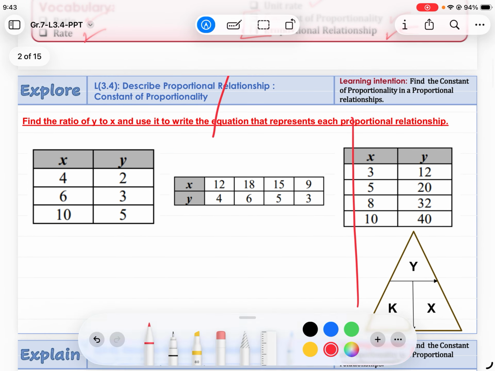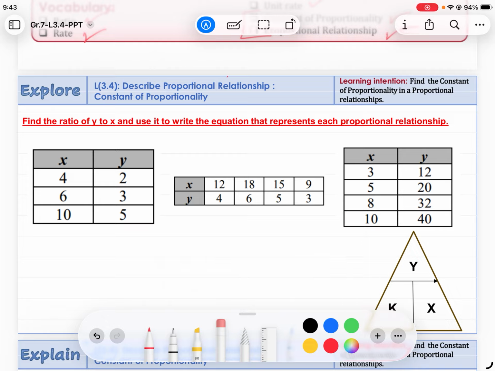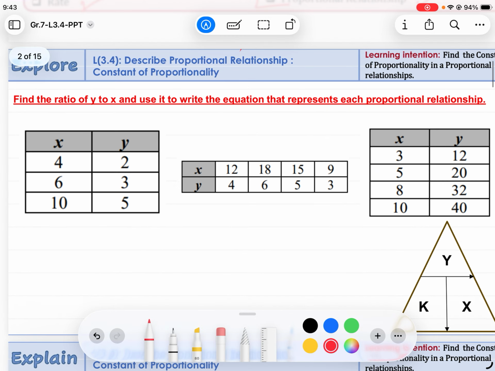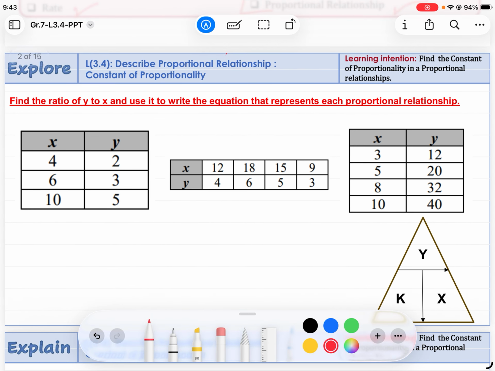So let's move on here to the first example. As you can see, we have several tables that have been given to us, and they're asking us to find the ratio of y to x and use it then to write the equation that represents each proportional relationship.